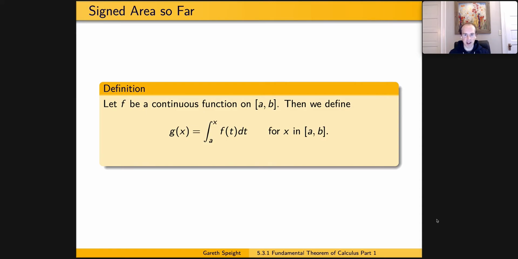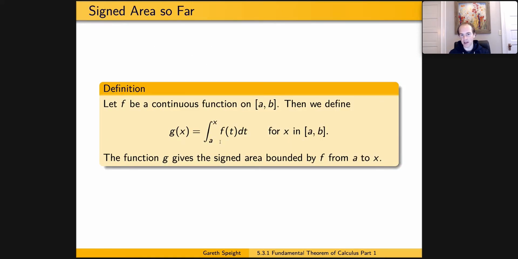So let's suppose that f is any nice continuous function on [a, b], and we integrate from a up to x. And this gives us a new function called g of x, which is the signed area so far. And what this represents is the signed area from a up to the point x. And if we plug in different x's, we get different signed areas of different regions. So clearly this is a function and it depends on x. So this is the signed area so far.